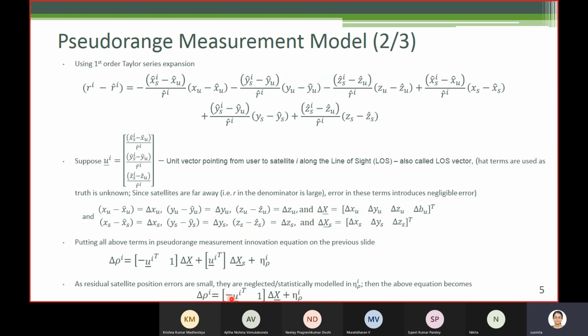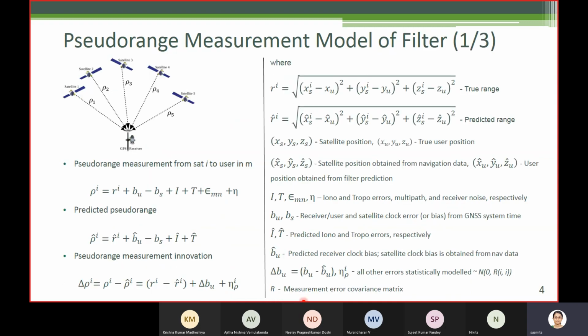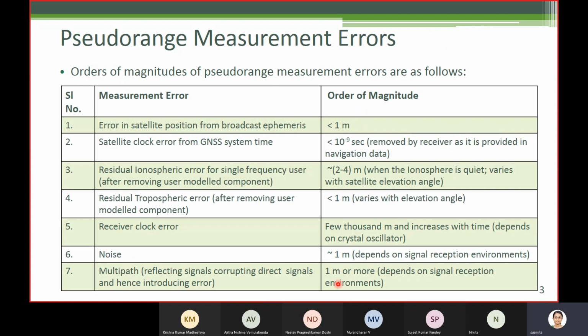Delta rho I is given by this times delta x. This is unknown to us. And then this is the measurement error which we need to model statistically. We already used the Gaussian distribution, zero mean, error covariance R. R needs to be chosen appropriately based on these orders of magnitude.